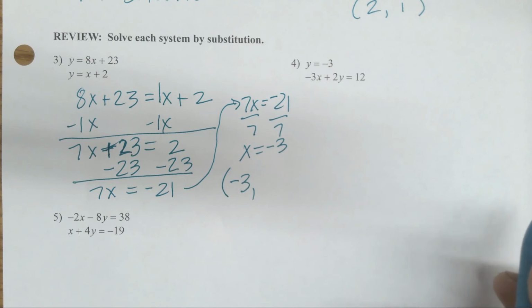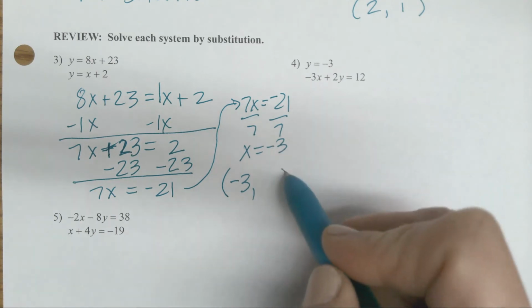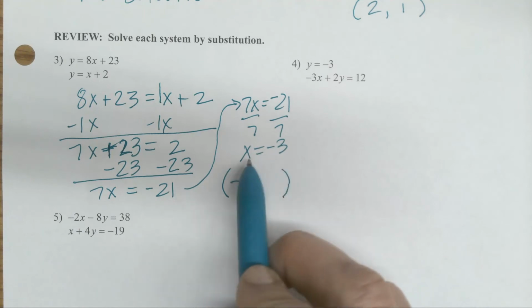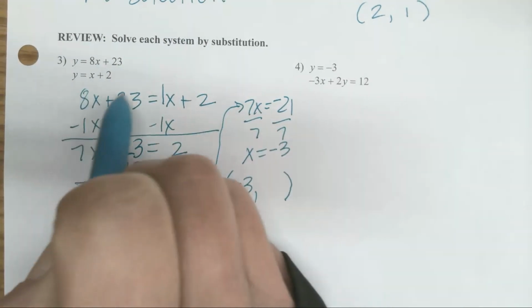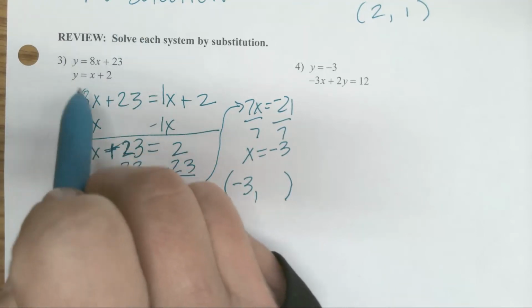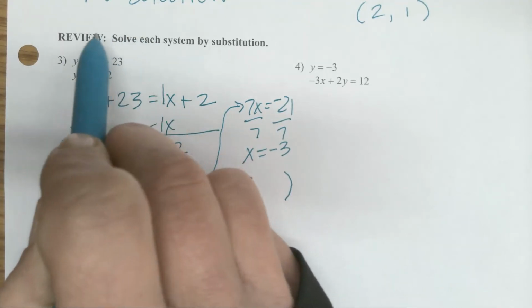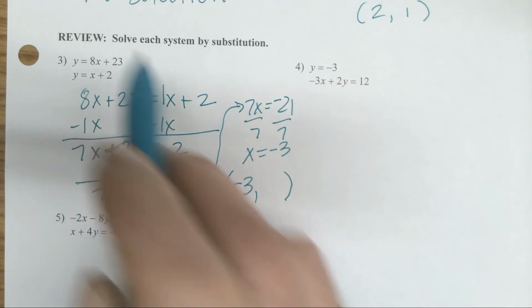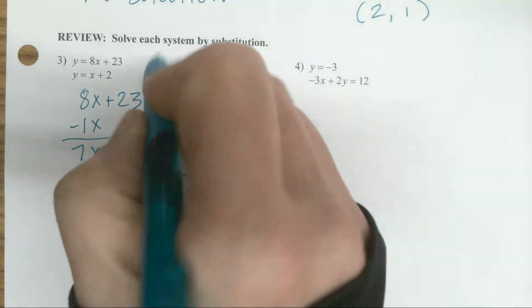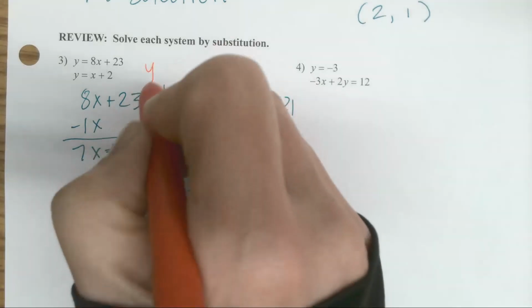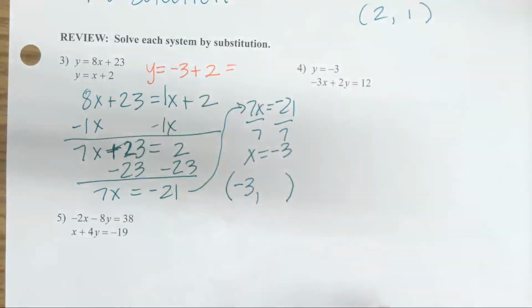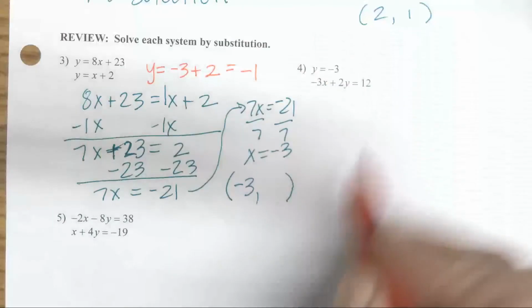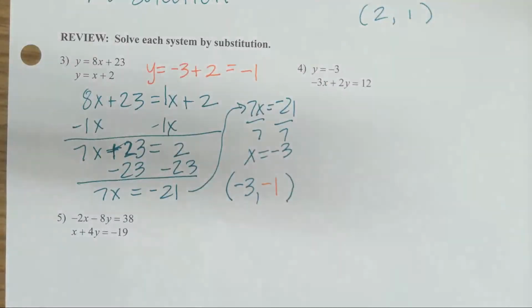I'm not done with this problem yet because I didn't find the point. What do I do with that x? Put it into one of the equations. Which one? Yeah, I would put it in the y equals x plus 2. So this is y equals negative 3 plus 2, which is what? Negative 1. It doesn't matter which one I put it into. I usually pick the easiest one.